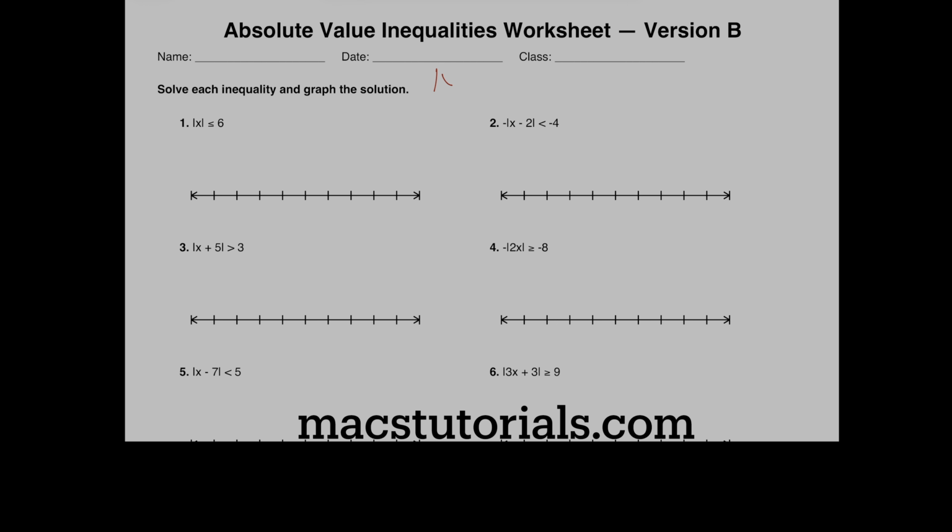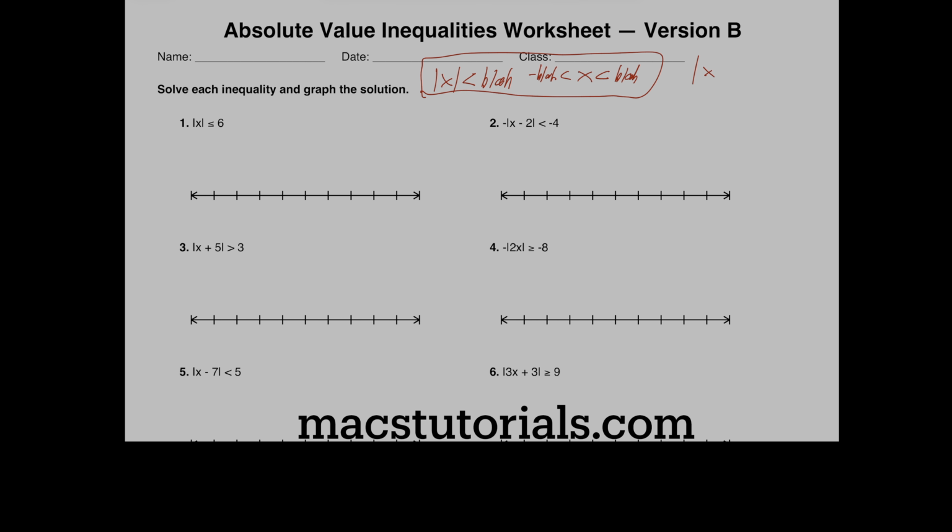Whenever you have an absolute value of x and it's less than blah, what we do is we're going to just write an x. We're going to do two less than signs, and we're going to go negative blah and blah. And so that's what we do when it's x less than.